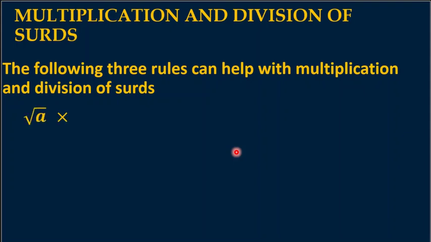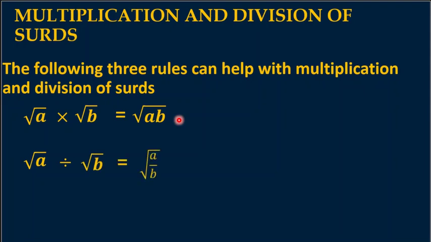The first one is this: root A times root B is root AB. So this times this is multiplying them under the same square root. Another one is root A divided by root B is all of them under the same square root, A over B. And then the third one is this: root A times root A gives us root A squared, and any number under a square root which is squared is basically the number itself. And so root A times root A is root A squared, which is A.